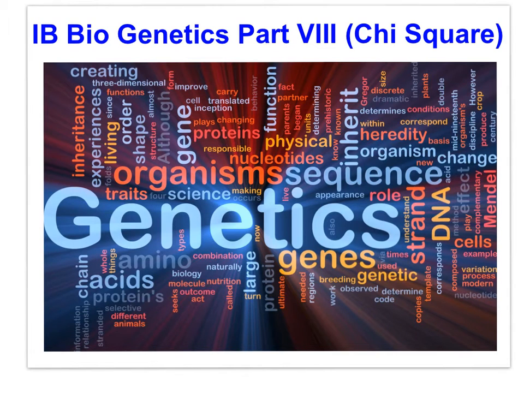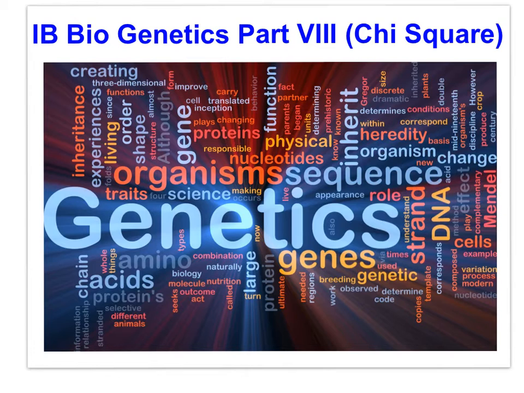IB Bio Genetics Part 8 has its focus on a statistical approach toward understanding the outcomes of crosses in genetics. In the same way that the t-test allows us to determine significance between two means, the chi-square allows us to analyze relationships between two groups of data, observed and expected values. Chi-square analysis can be used in genetics or behavior experiments.